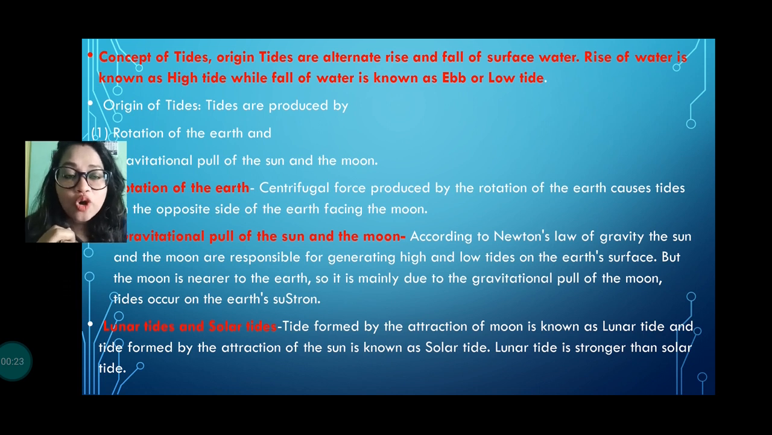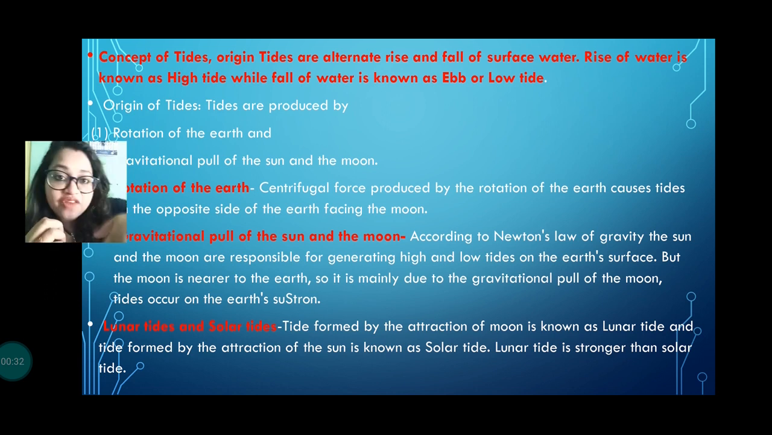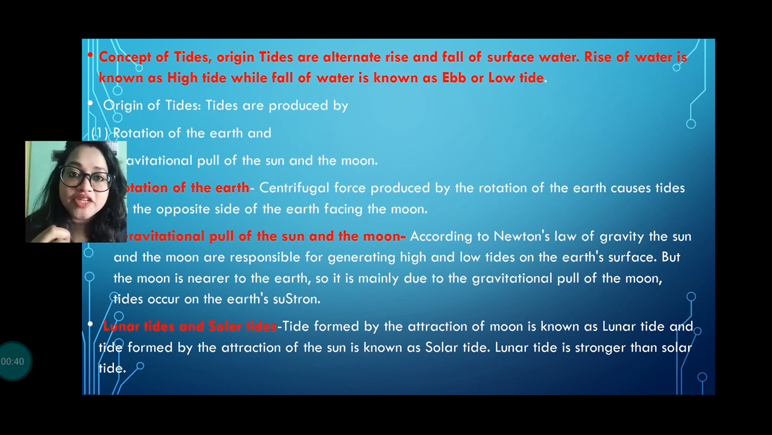First of all, tides are the alternating rise and fall of the water surface. The surface water rises and falls. The rise of the water is known as the high tide, and the fall of the water is known as the low tide or the ebb tide. So how does a tide form?